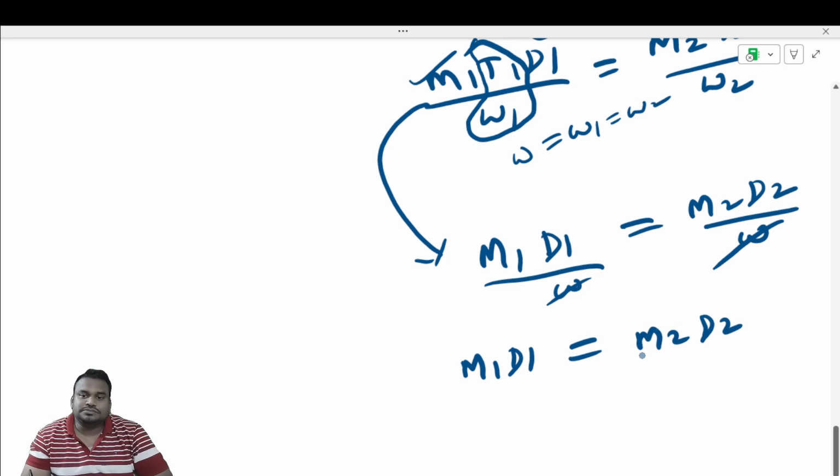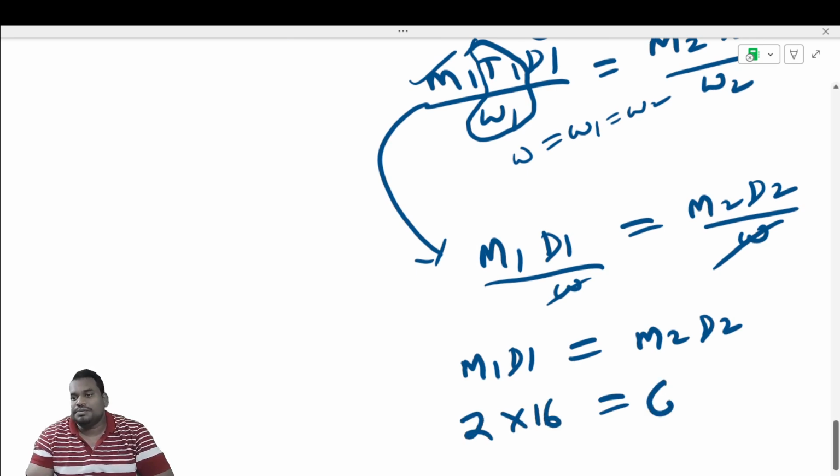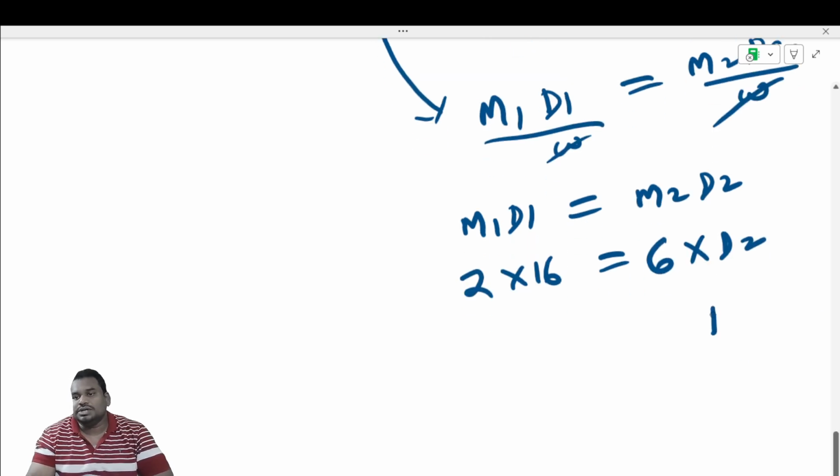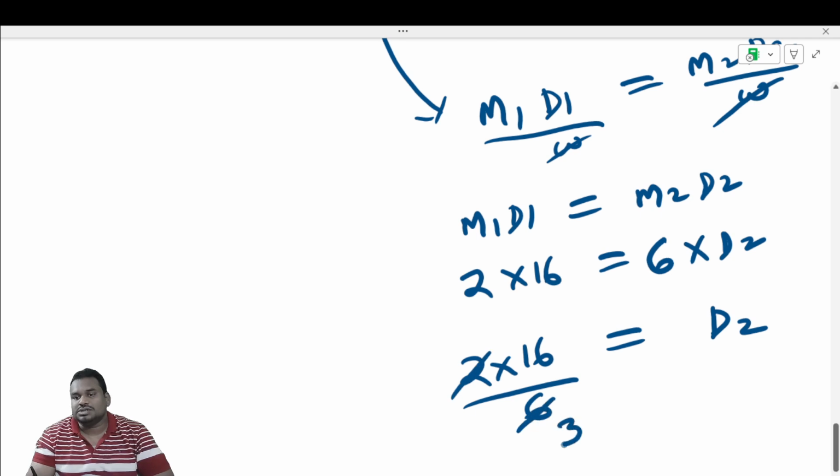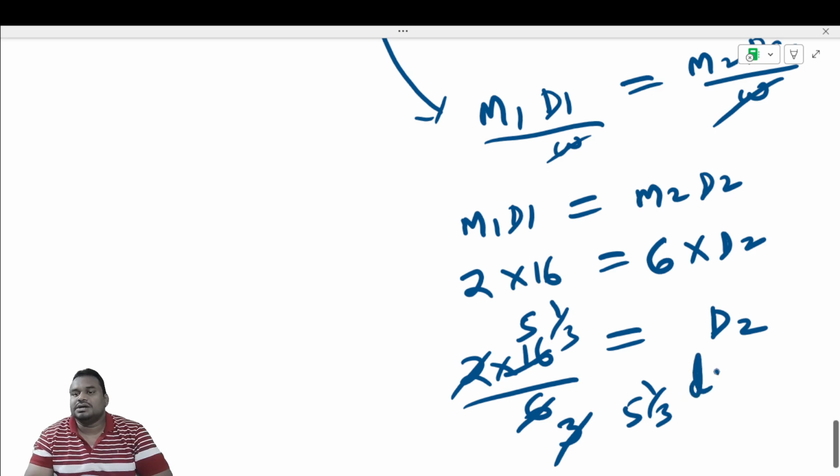From this, what is the first case? The number of people is 2 men. 2 men are taking 16 days. The number of people, 6 men, are taking how many days? D2 is the question. So from this, find out D2. D2 I'll keep there itself, and 2 into 16 by 6. 2 ones are 2, 2 threes are 6, 3 fives are 15. So 5 1 by 3 days. They'll take 5 1 by 3 days.